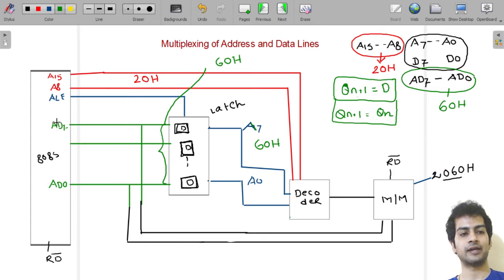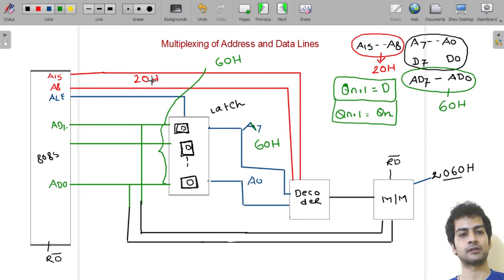Earlier it was with AD7 to AD0. AD7 to AD0 and A7 to A0 are not different. It is just that with the lower order address bus we are doing multiplexing, so we have noted it as AD7 to AD0. And here it is A7 to A0, that is, this will only deal with addresses, but this will deal with addresses as well as with data. How it is dealing with data, I will show you in a short while.